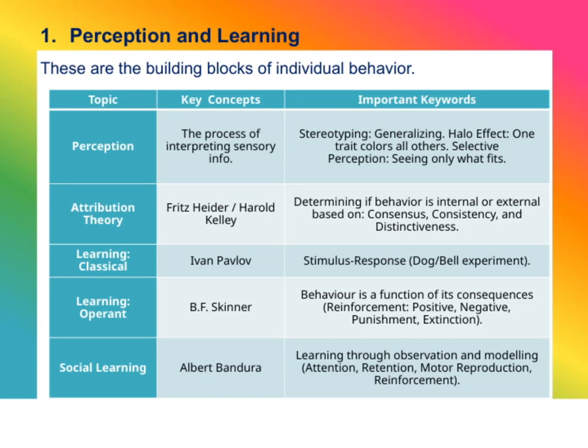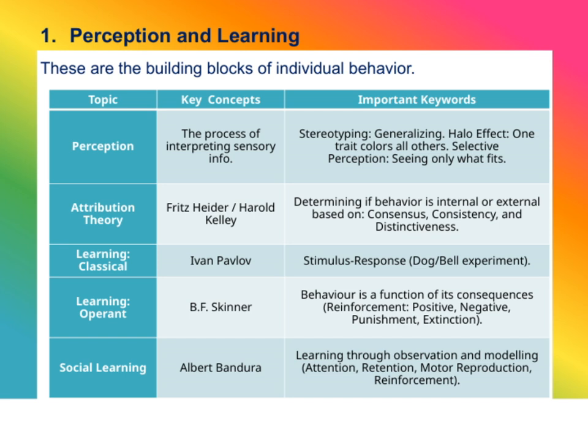Let's talk about perception and learning, which are fundamental building blocks of individual behavior. Perception is essentially the process of interpreting the sensory information we receive from our environment. It's how we make sense of the world around us. But perception isn't always accurate.